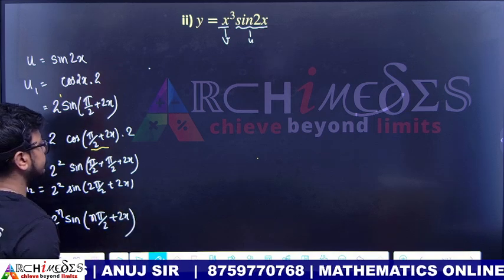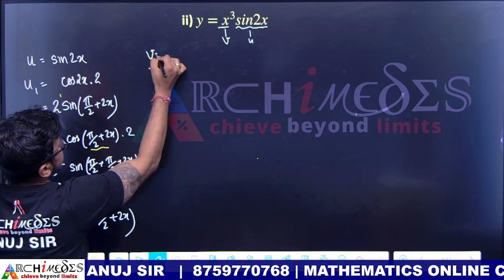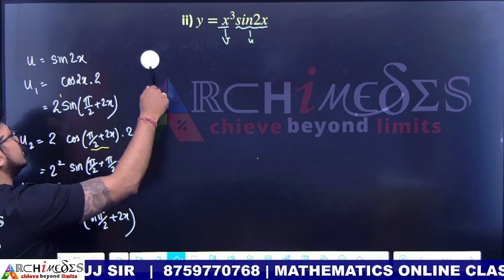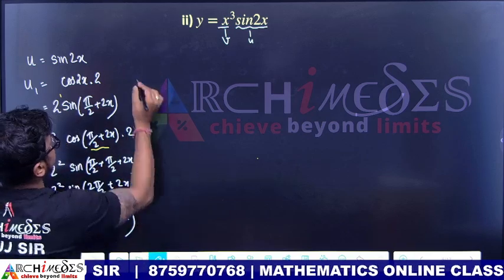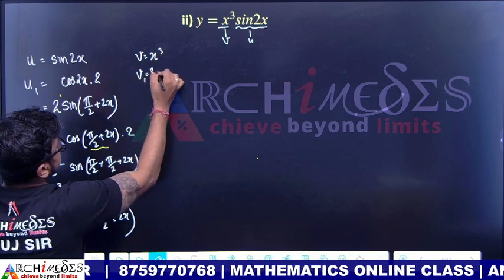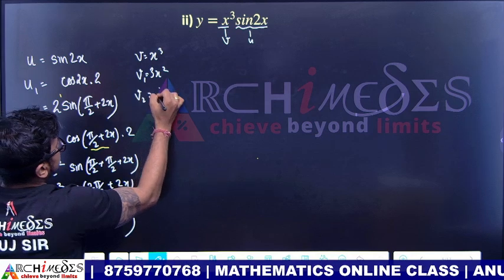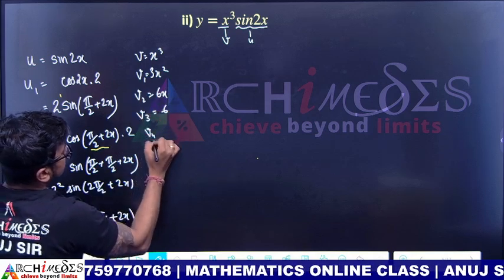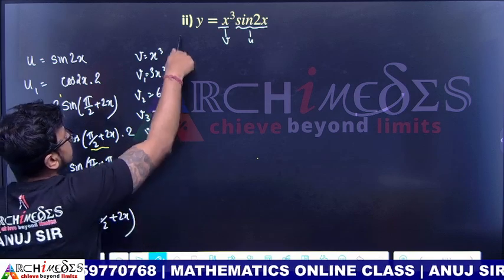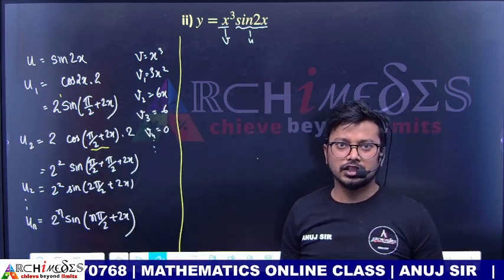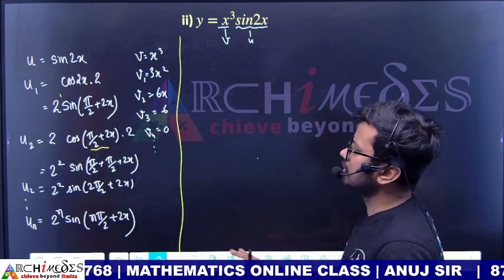Any doubt? So what is v? You know that, here you don't have to solve it again. v is your x cube. We have done that in the previous question. v1 is your 3x square, v2 is your 6x, and v3 is your 6. v4 and after that, all values are 0. But this part you have to do in pairs only, okay? So that you can see it on one board only. That's why I'm writing over here.